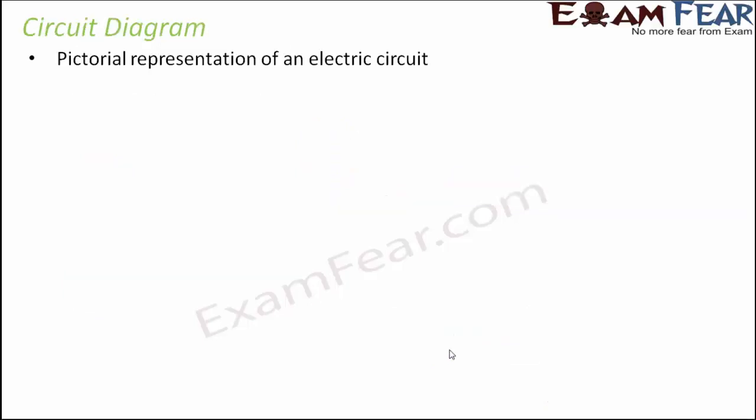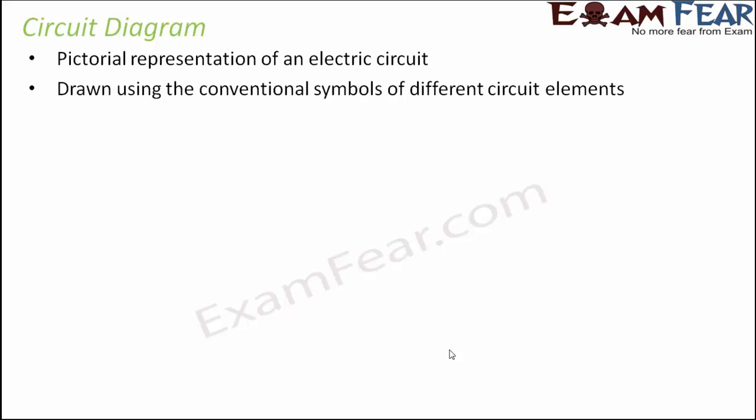So let us see how a circuit diagram looks. It is a pictorial representation of an electric circuit. The advantage of having a circuit diagram is that it is understandable by everyone, because here we make use of symbols, and the symbols have specific meanings. The second thing is it is more convenient. If I ask you to draw a real bulb, that is going to be more complex for you, because not everybody is very good at drawing. So it becomes more convenient. It is drawn using the conventional symbols of different circuit elements.